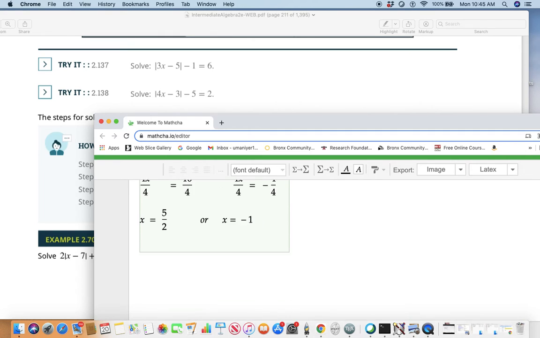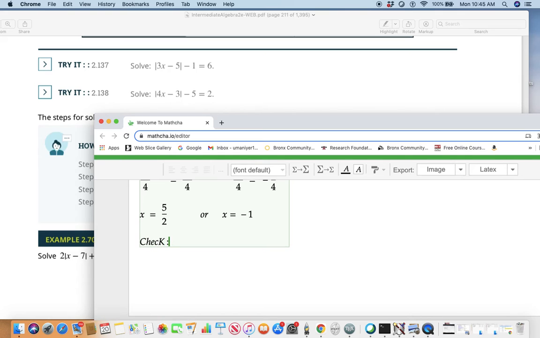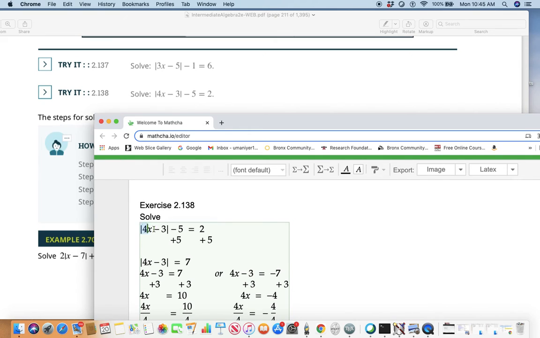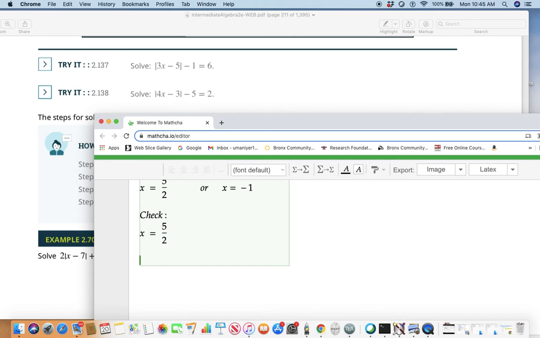So now we are ready to check. Firstly, let's check x equals 5 halves. Check in our original equation. And how do we check? Where you see x, first place parentheses. And don't forget, the equation is now a question mark equation. In the parentheses, place your x value. In our case, 5 halves.